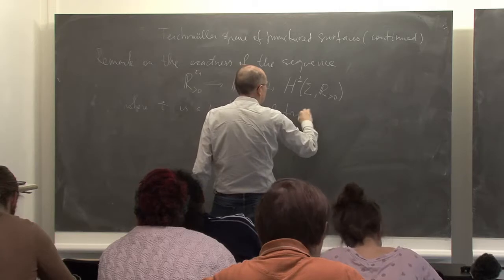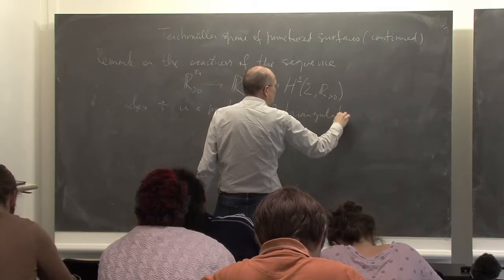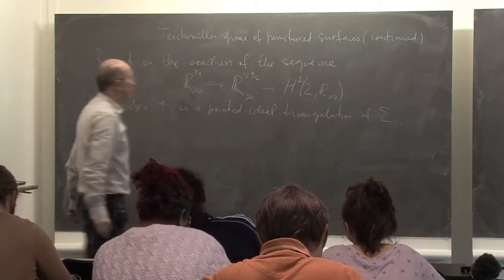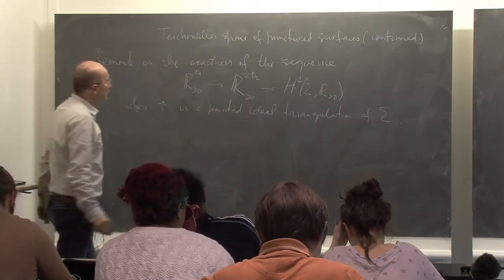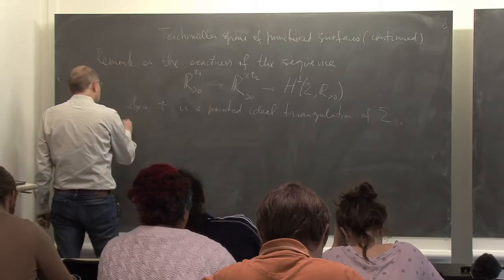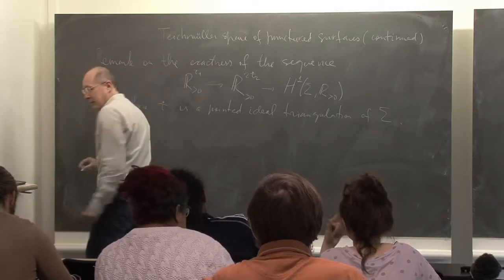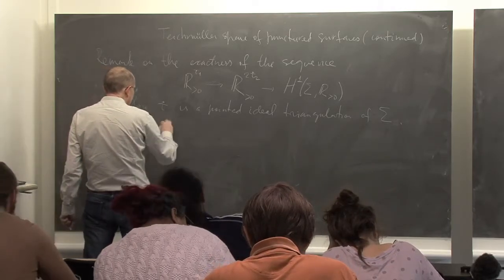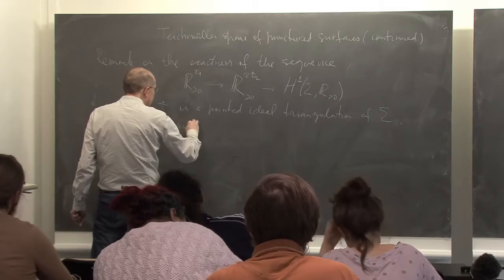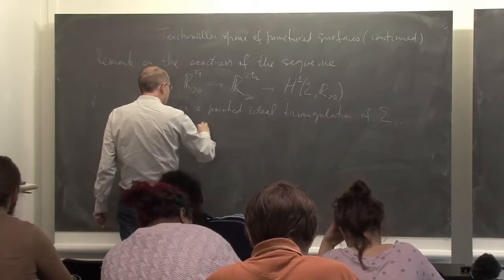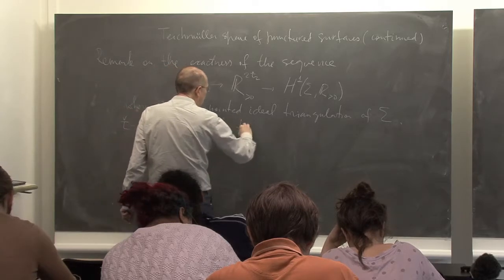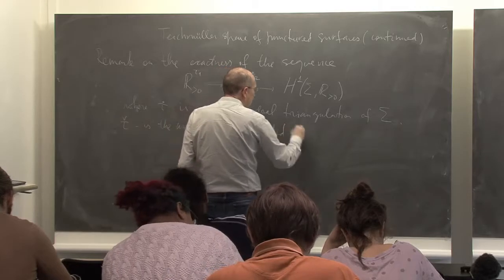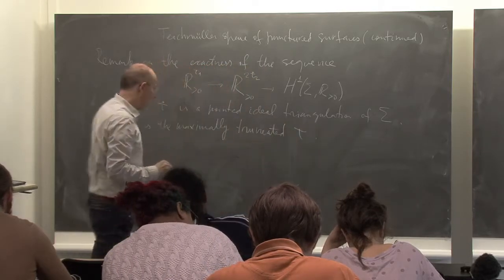Ideal triangulation of sigma. Okay, so what do we do? We take a tau check. Yes, tau check is a maximally truncated tau. Truncated tau. So what does it mean?